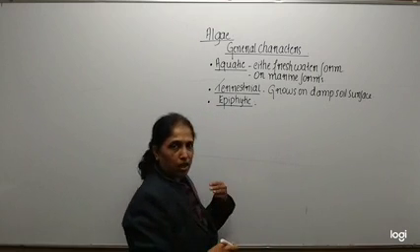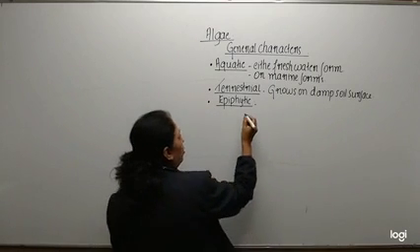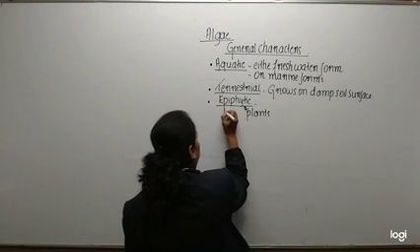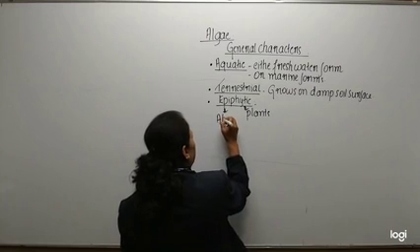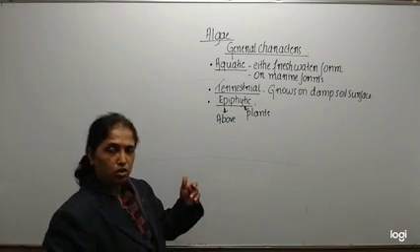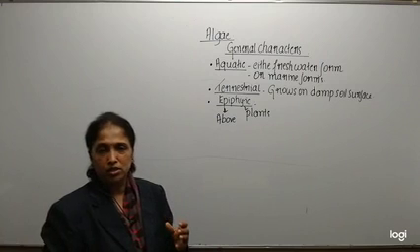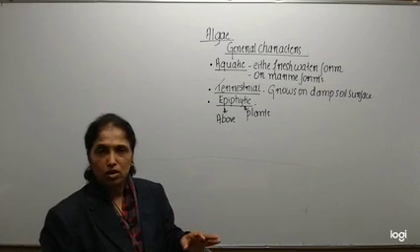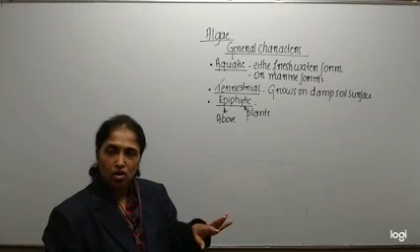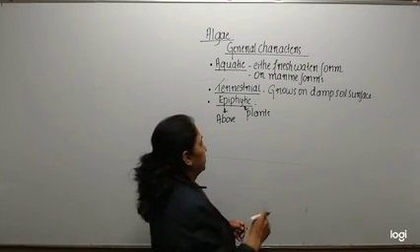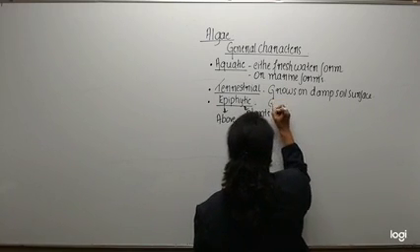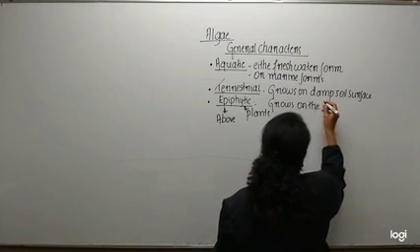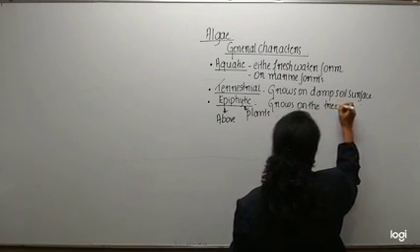Epi refers to above, and phyta refers to plants. Epi means above. So it grows on plant bodies, on tree trunks, branches, wooden logs or rock surfaces. So they are called epiphytic. Even it grows on the surface of tree trunks.